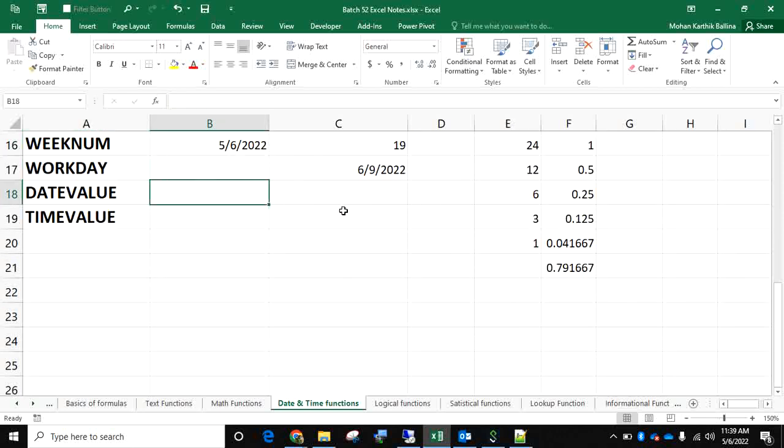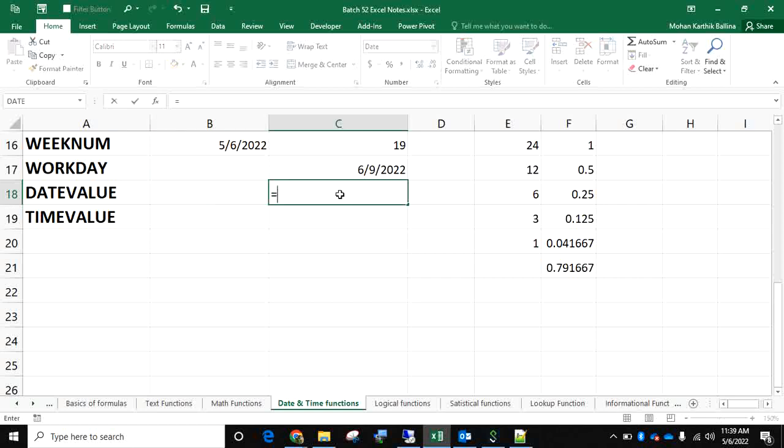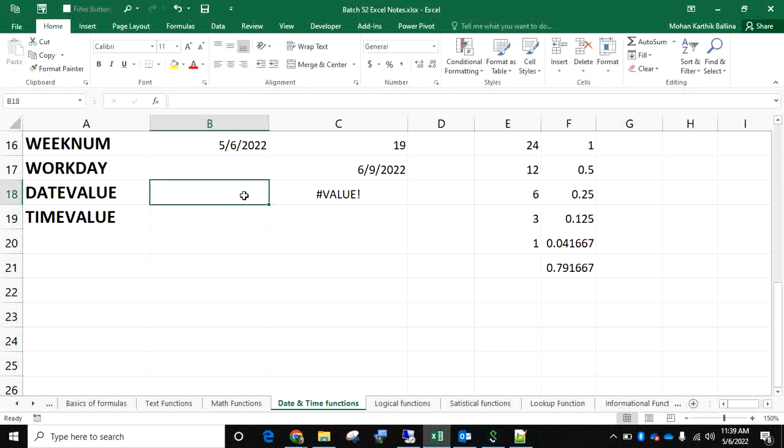Date value. Sometimes our date is in text format. Our date is in some text format, so you can retrieve to your original format. For example, if I put an apostrophe before one, that would be a text, right? 1/1/2021.